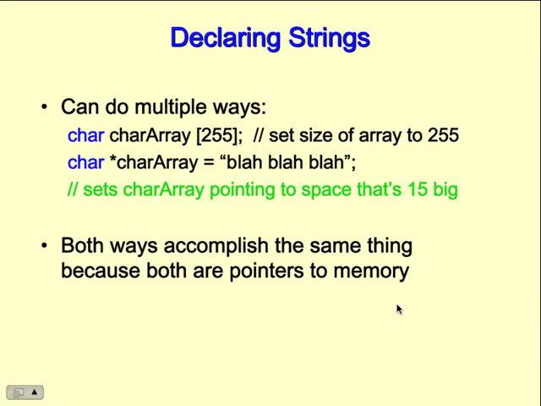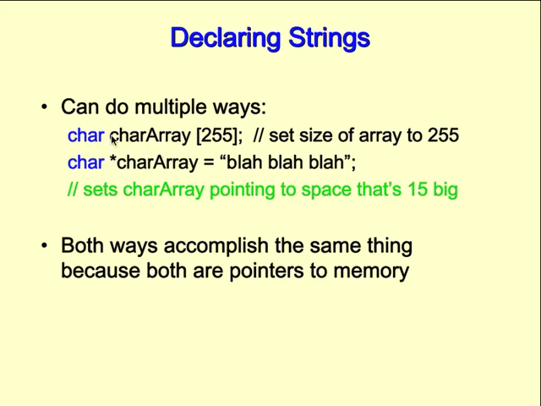So in terms of declaring a string, you can do it multiple ways. You can do it like a character array. And here we have a character array that's set to 255. It means you can have 255 characters in there, the size of the array. Or here we have a character array that's a pointer that's set to blah, blah, blah, blah. So it's pointing to a space that's 15 big, dynamically assigned. Or we can put the brackets in here and we can dynamically assign it that way, as not a pointer either. But you commonly see it like this.